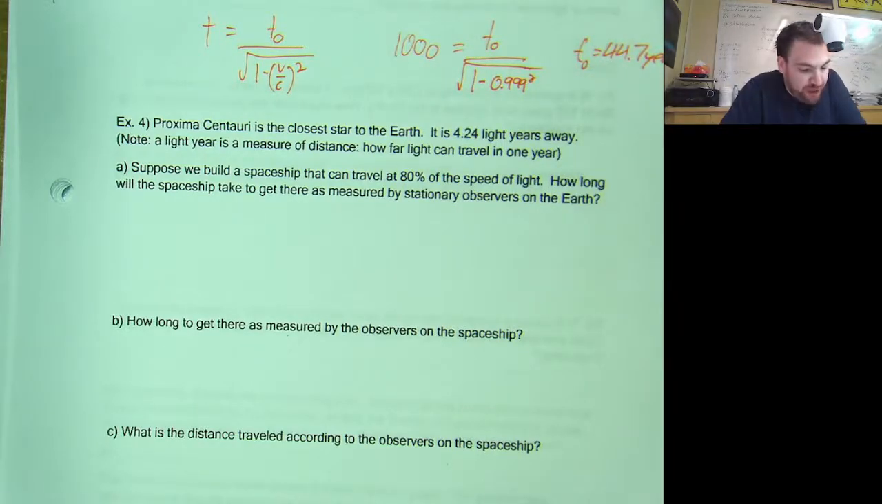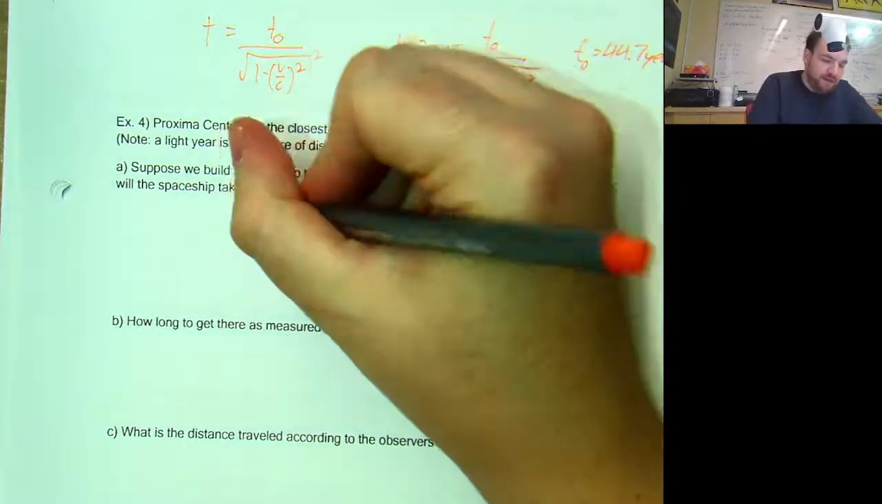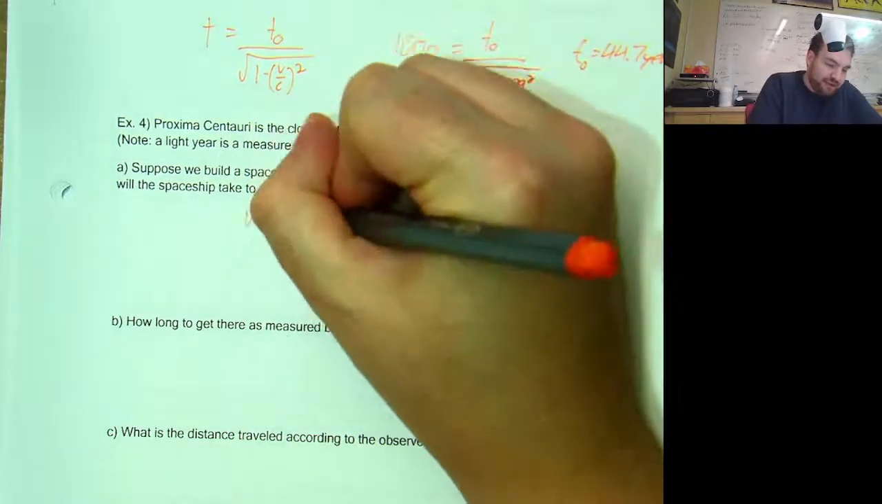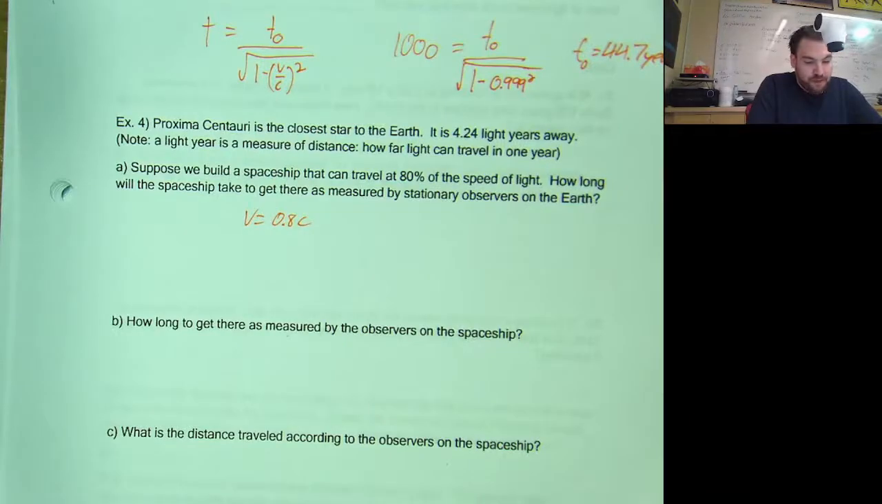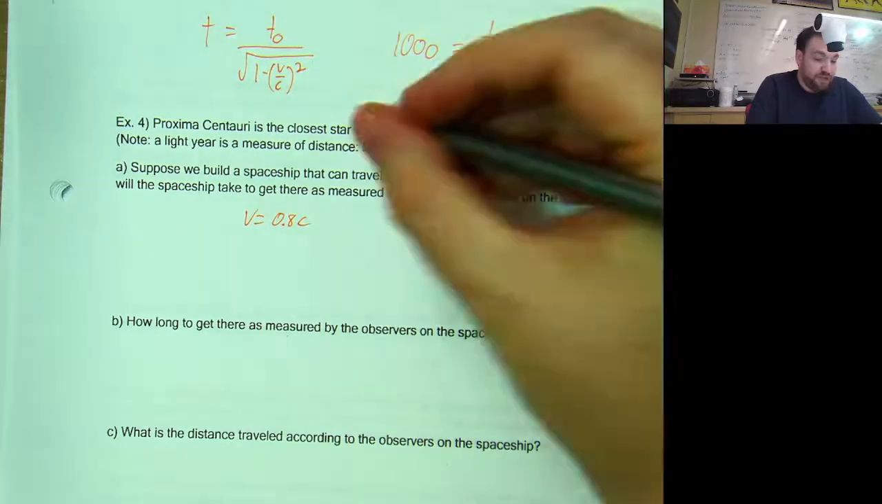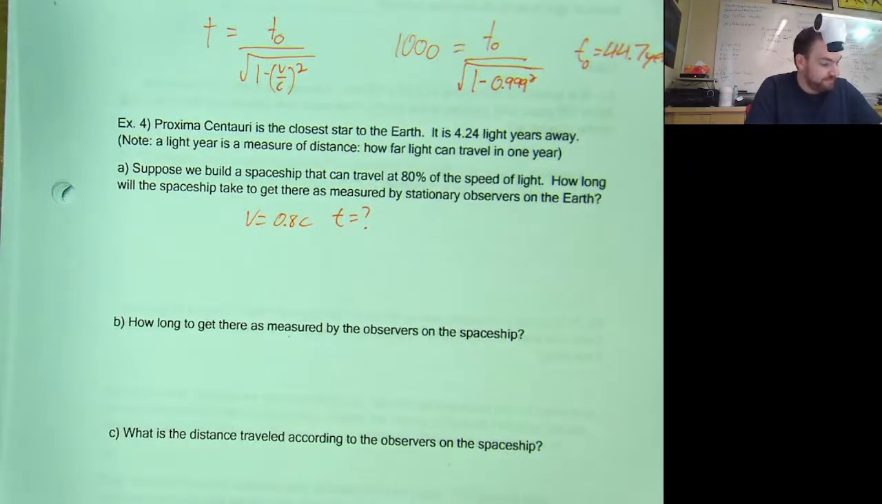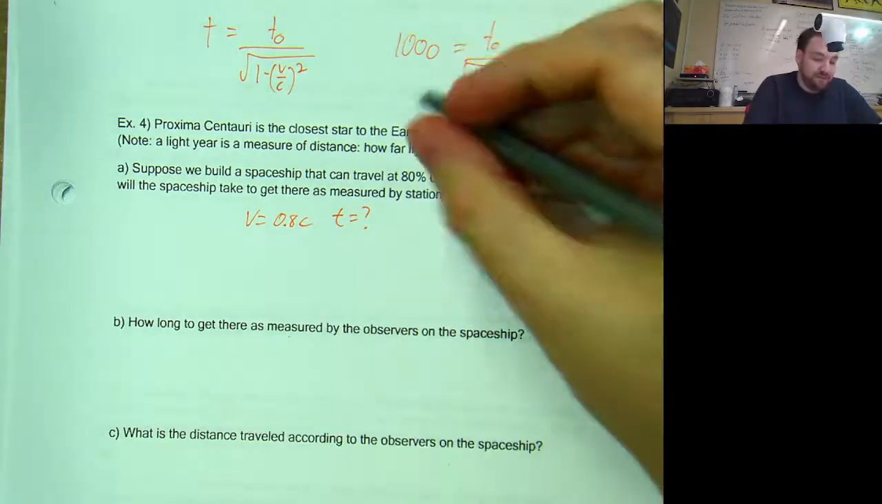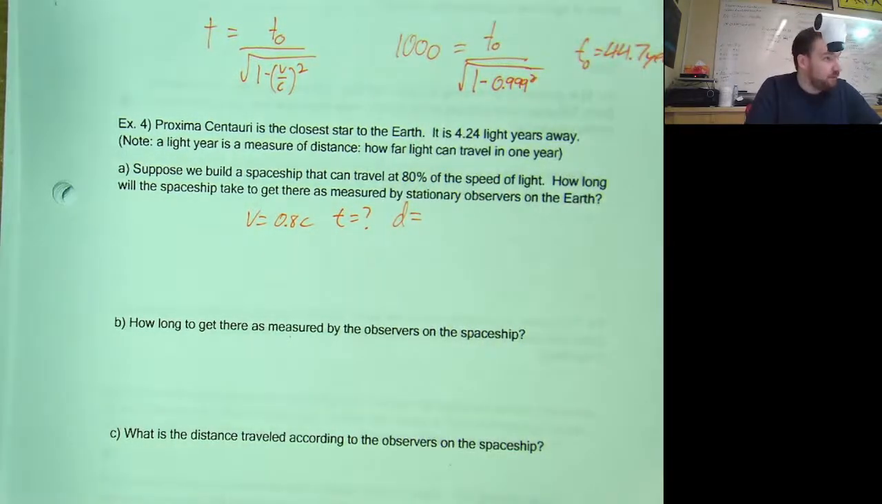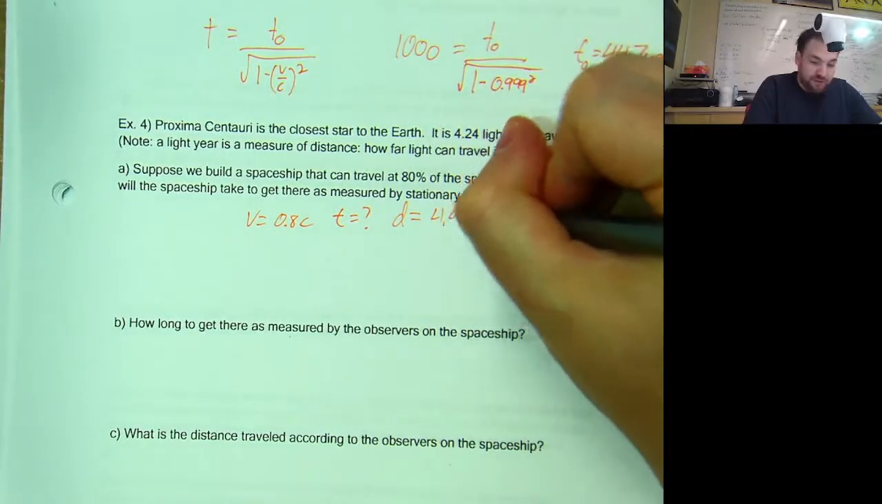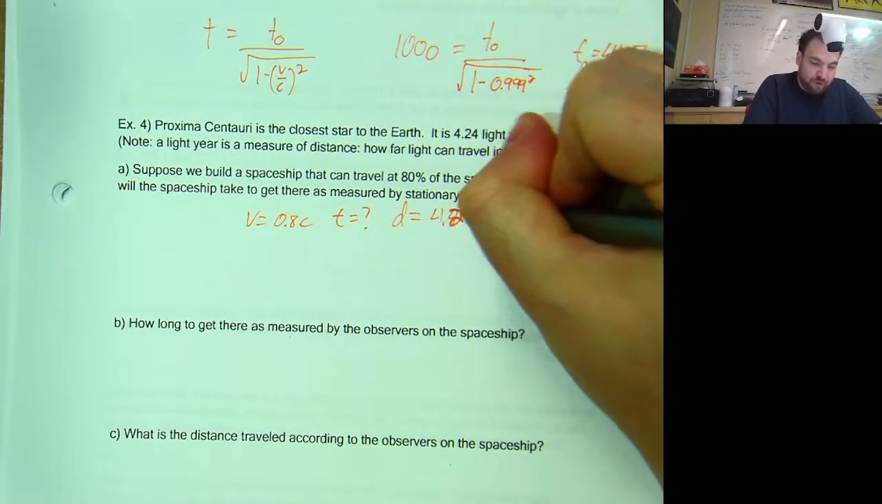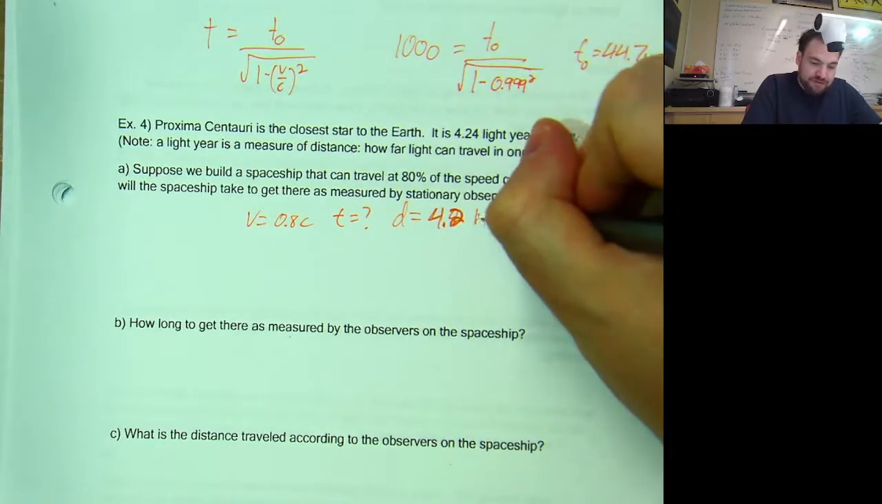Okay, so let's do it. The spaceship is traveling, V equals 0.8 c. We want how long it will take the spaceship to get there as measured by stationary observers on Earth, so we're looking for T. And what else do we know? Distance is what? 4.24 light years.